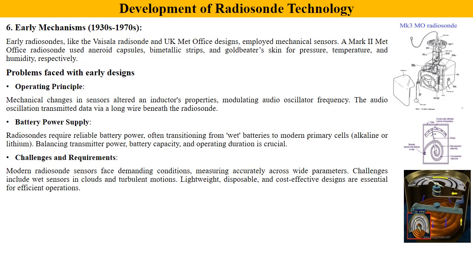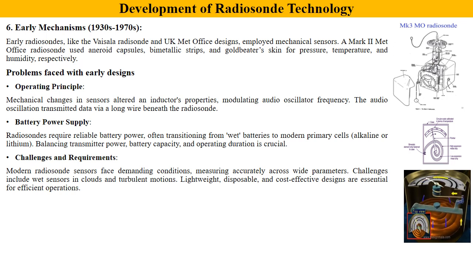So from around 1930 to the 1970s, early radio sounds like Vaisala radio sound, UK Met Office designs. So the UK also jumped into it. But at that time, most of the sensors were mechanical sensors, for example, the Mark II sensor. Metals were used, actually, they used aneroid capsules, which you can see on the right hand side bottom, and bimetallic strips, and gold beater skin for pressure, temperature, and humidity measurements.